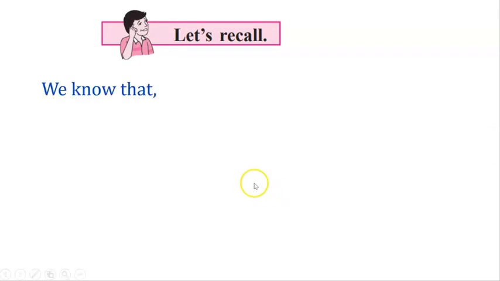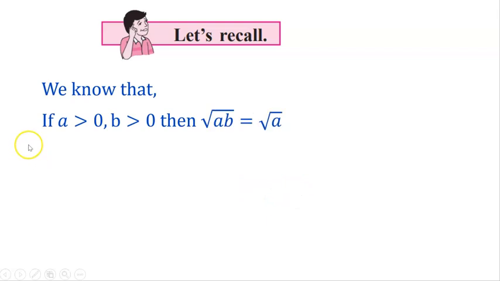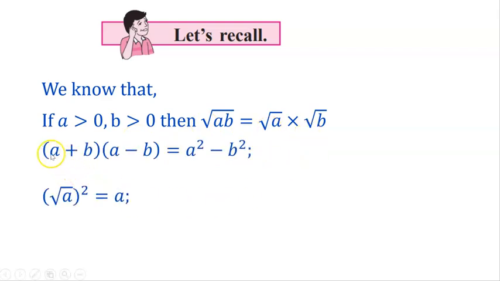Let's recall some important formulas here. If a is greater than 0, b is greater than 0, then root of ab is equal to root a into root b. Next, (a plus b) into (a minus b) is a square minus b square. Next, root of a square is equal to a.